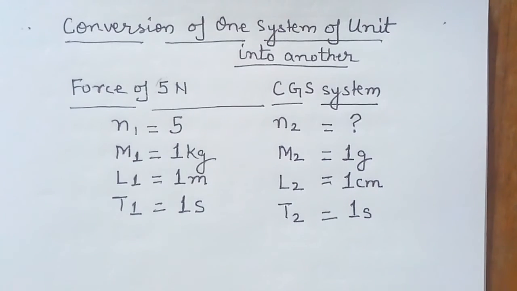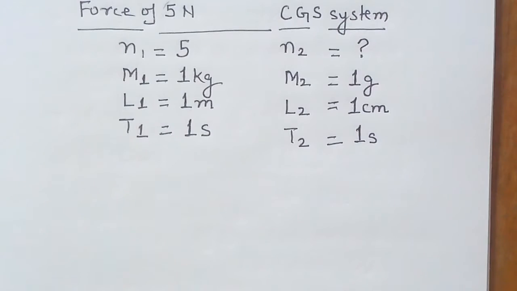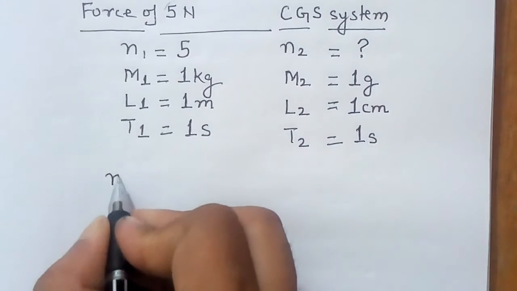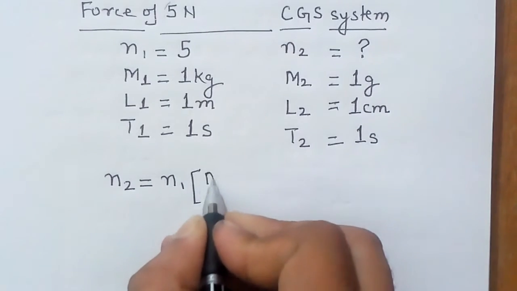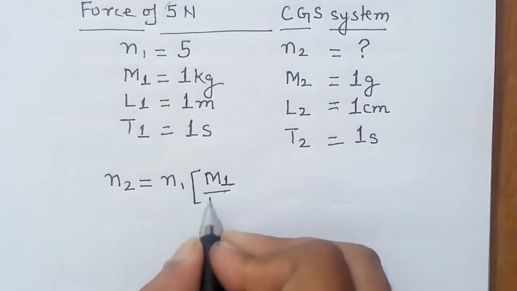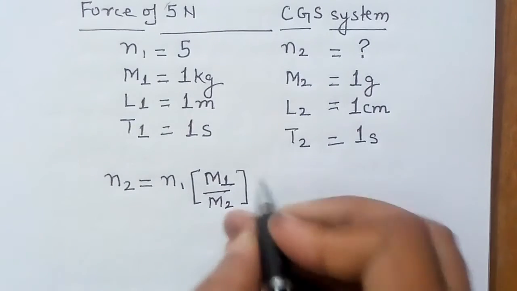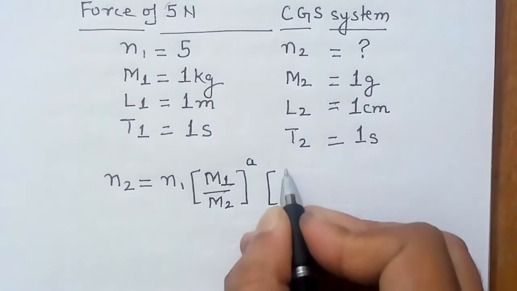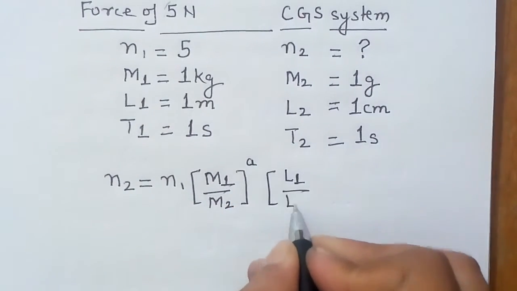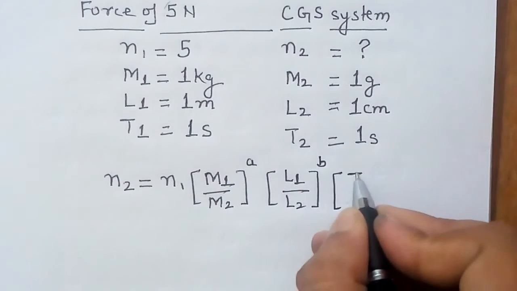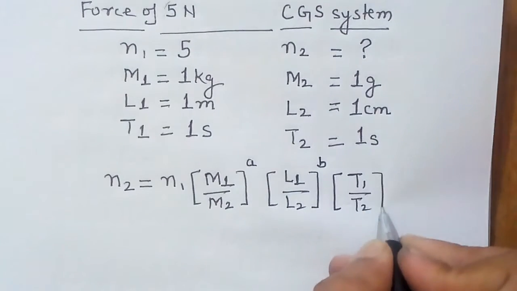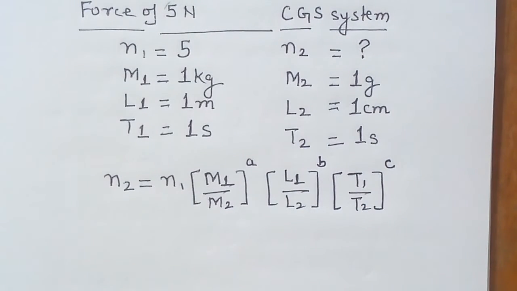Now again we have a formula, and that formula is N2 is equal to N1 into M1 upon M2 to the power A, L1 upon L2 to the power B, and T1 upon T2 to the power C. N1, M1, M2, L1, L2 and T1, T2 are clear.